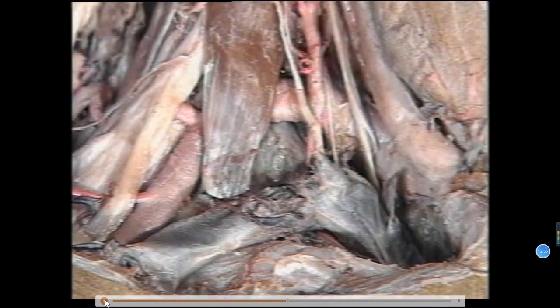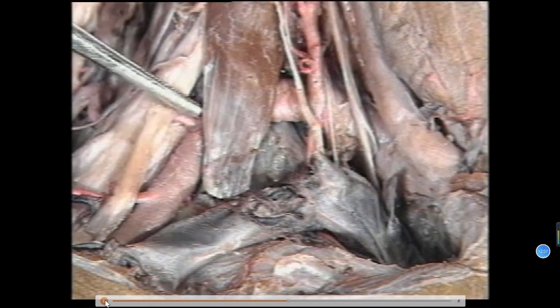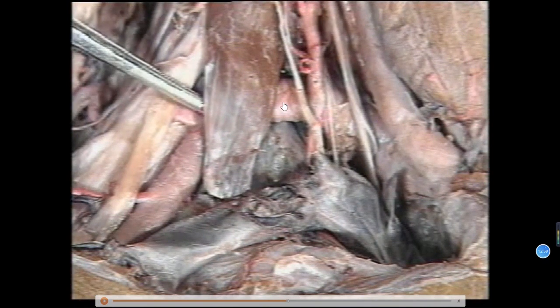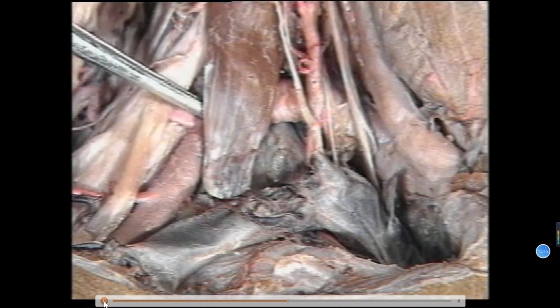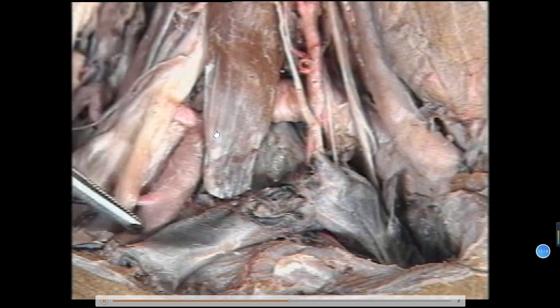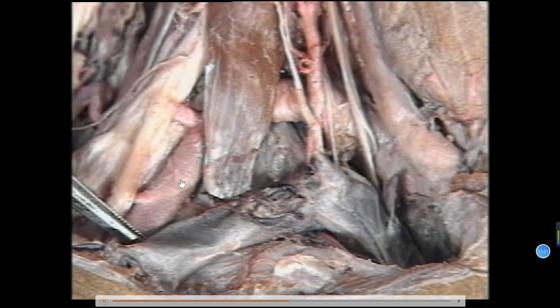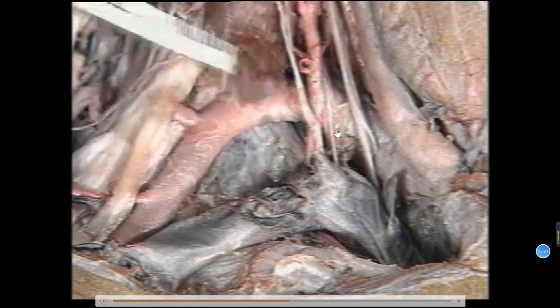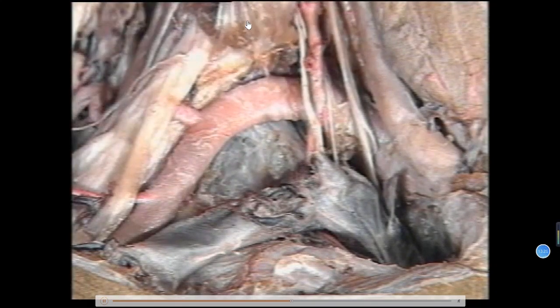This artery is divided into three parts. This part is the first part. Now, it's medial to the scalenus anterior. Then here is the second part. It's deep to this muscle. Second part. This is the third part. It's lateral to this muscle. So this artery is divided into three parts by the scalenus anterior.